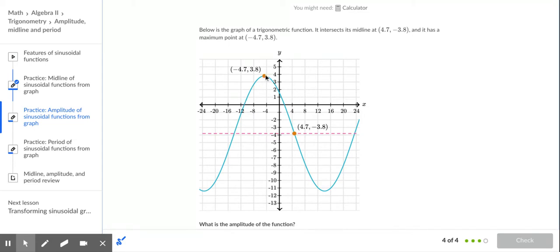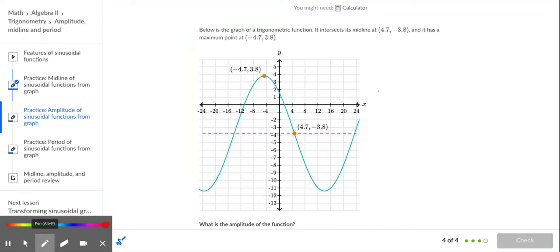So we just want this distance here. So this is actually even simpler than when I had the maximum and the minimum, because I had to divide by 2 because I had twice the distance. Now I'm literally just looking for this distance. That's my amplitude. So I can just do 3.8 minus negative 3.8.